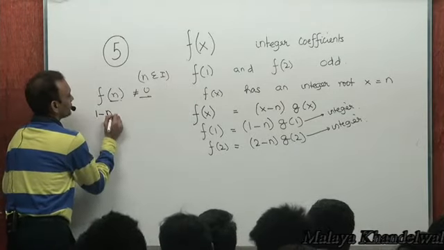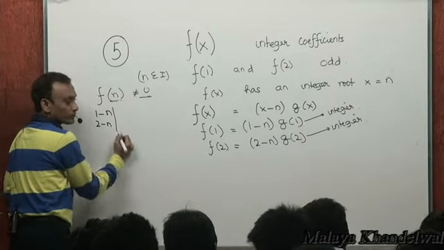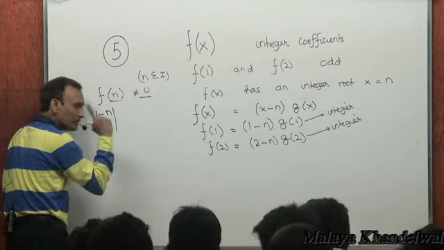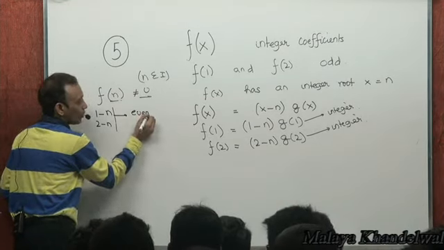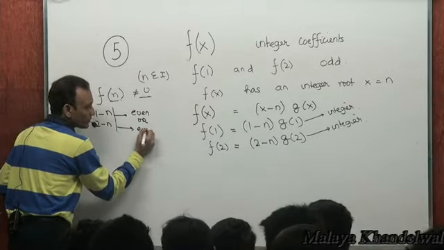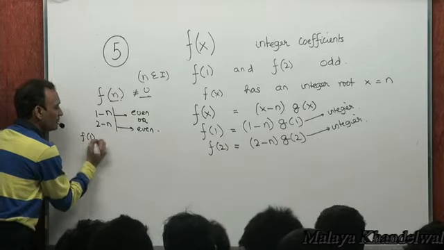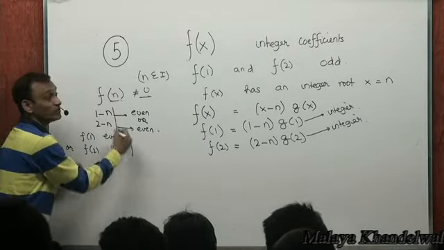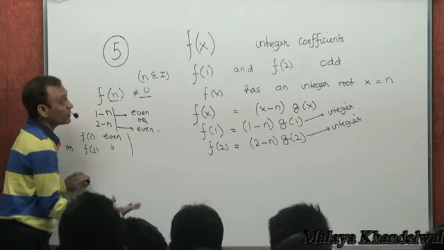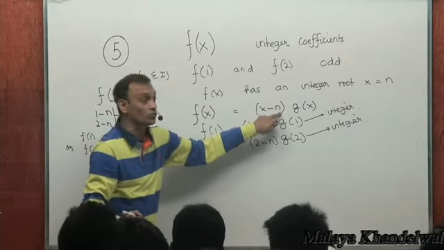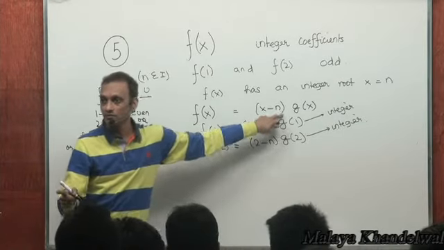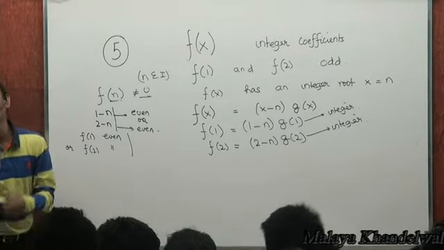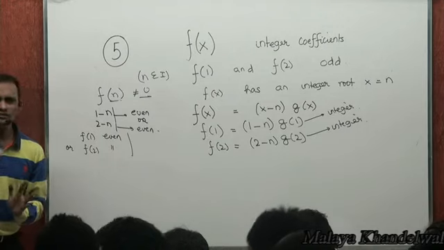1 minus n and 2 minus n, right? They are consecutive integers. So either this will be even or this will be even. One of them must be even. Either this is even or this will be even, which would mean either f1 even or f2 even. One of them must be even, but it's given that both are odd. So it led to a contradiction. Therefore the basic assumption that f(x) becomes 0 at x equal to an integer n must be incorrect. No? f(x) therefore cannot become 0 at x equal to an integer. Confused?